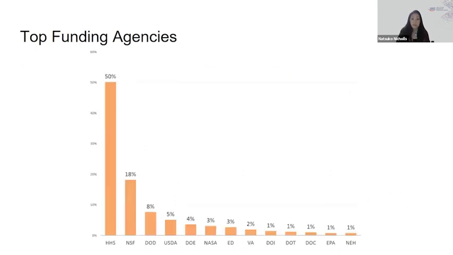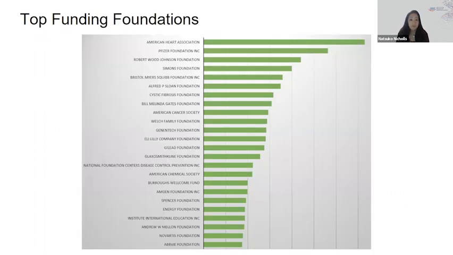This is a list of top funding agencies. The U.S. Department of Health and Human Services, HHS, includes the National Institutes of Health, NIH, one of the largest federal funders to many research universities. Here are top funding foundations.